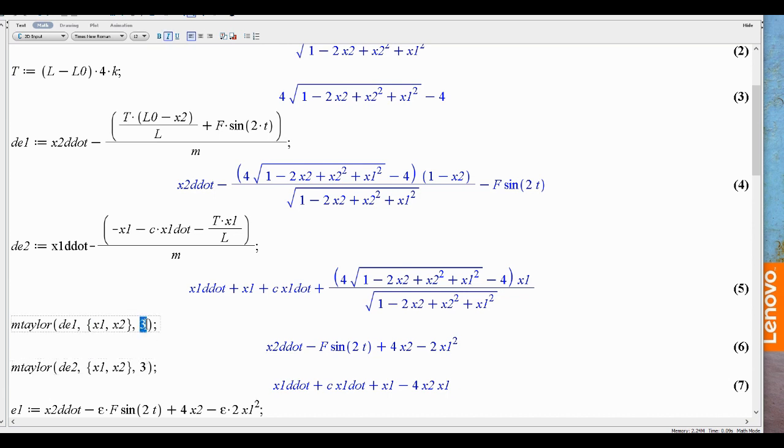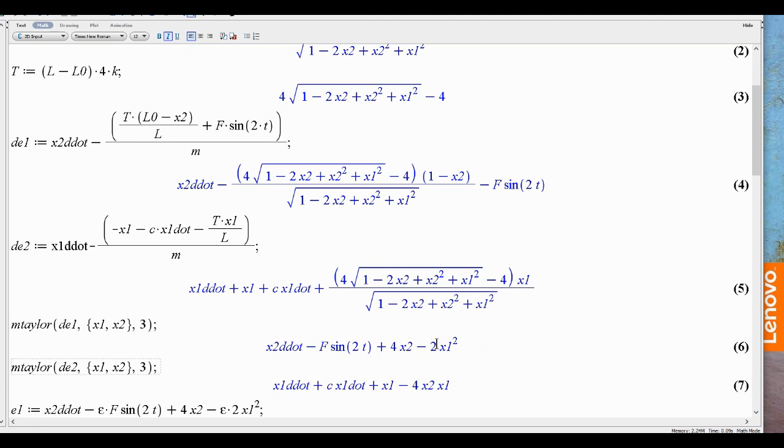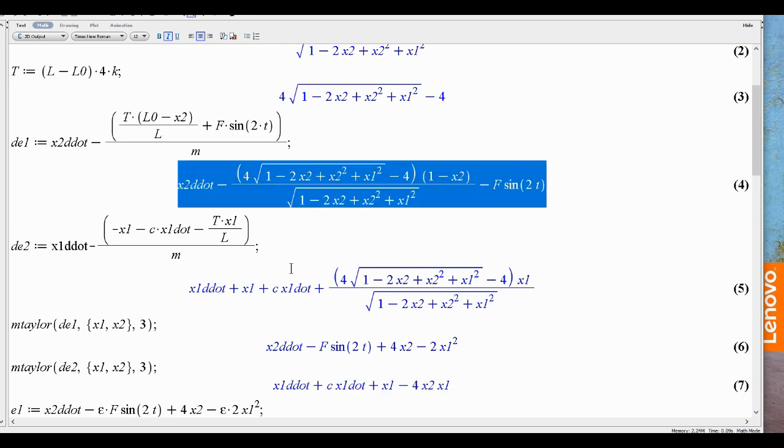I could have said keep up to fourth order, in which case I'll get some cubic term. I could have said keep up to fifth order, and then I'll get still more terms and so on. But I have decided to keep the first nonlinear terms that arise. So here this is linear, this is linear, this is resonant forcing, quadratic. Now same for the other equation, and I have a quadratic term.